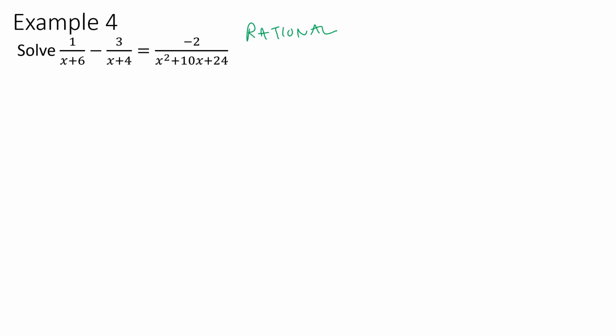So I'm going to clear fractions, but before I do that, I want to know what x should not equal. I can see here in that first denominator, x plus 6, that x should not equal negative 6. And in the second denominator, I see that x should not equal negative 4, or else we'd have a 0 in the denominator. But it's a little tricky to see what would cause that third denominator, x squared plus 10x plus 24, to be 0, and the reason for that is because it's not factored. So let's factor that third denominator.